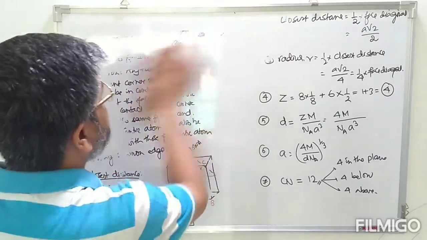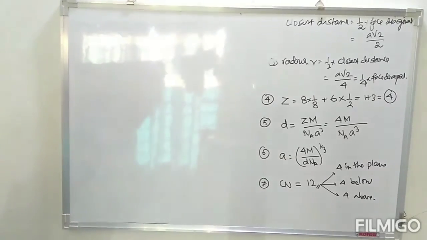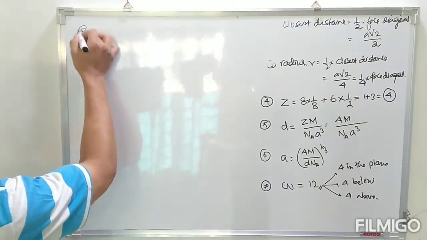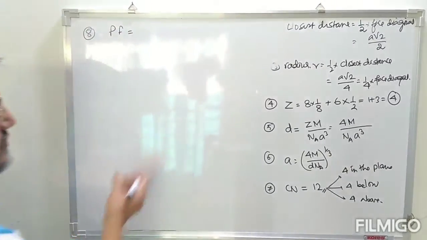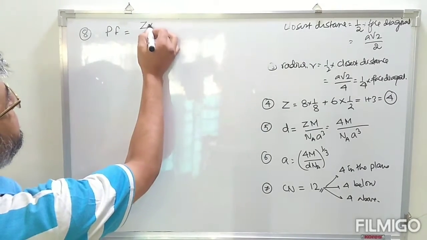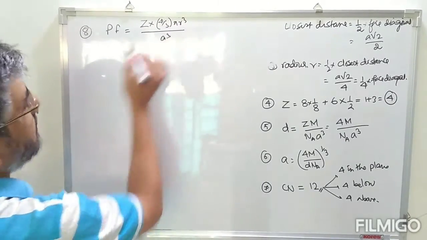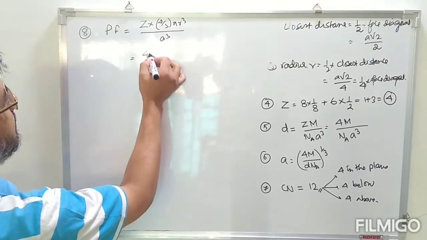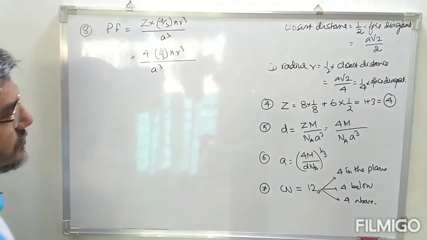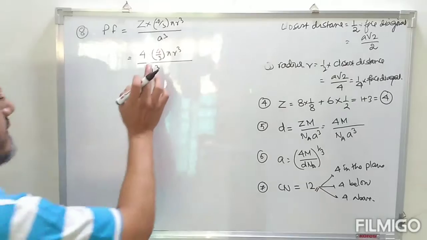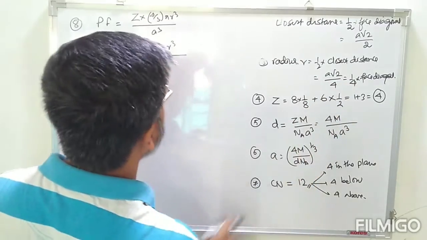Then we are left with the packing fraction. The packing fraction is the volume occupied by spheres divided by the volume of the unit cell. So that is the number of atoms, 4, into 4 by 3 pi r cube, divided by a cube. For an FCC, this is the relation between r and a.